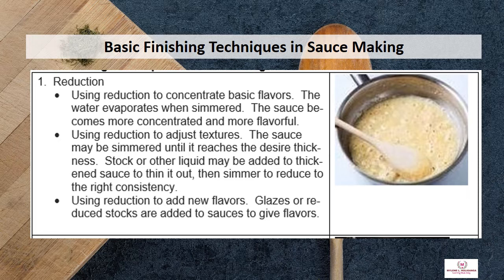Using reduction to adjust textures. The sauce may be simmered until it reaches the desired thickness. Stock or other liquid may be added to thickened sauce to thin it out, then simmer to reduce to the right consistency. Using reduction to add new flavors. Glaces or reduced stocks are added to sauces to give flavors.